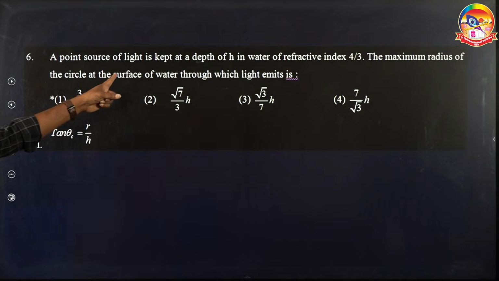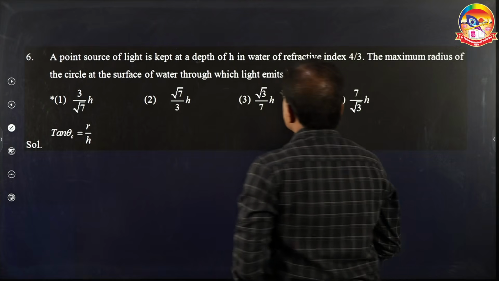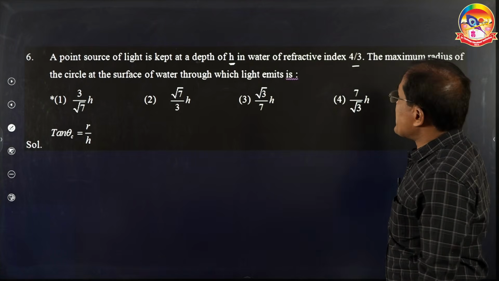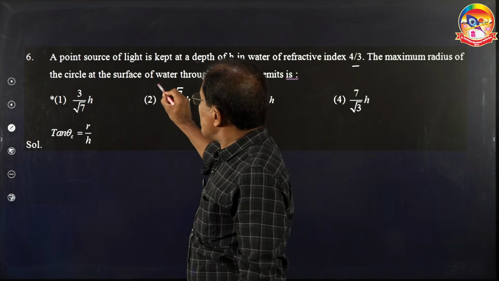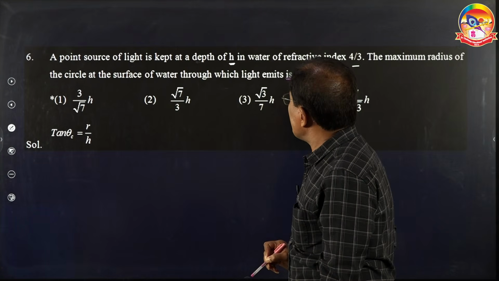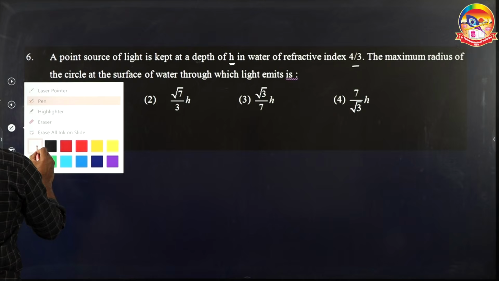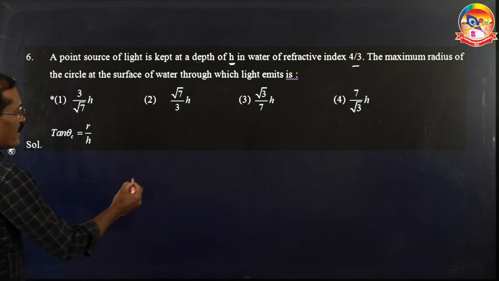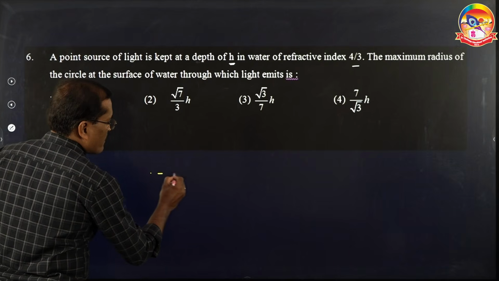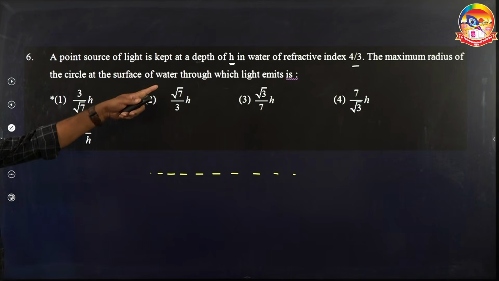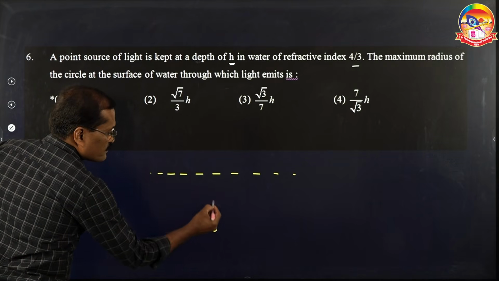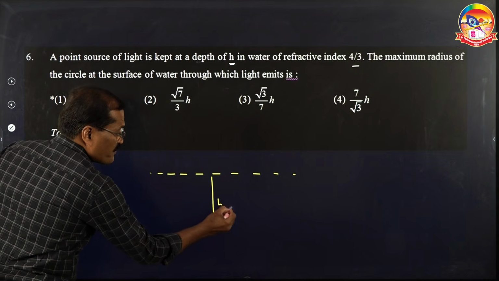See, a point source of light is kept at a depth h in water, whose refractive index is equal to 4/3. What is the maximum radius of the circle at the surface of the water through which light emerges? See children, this is one of the important applications of the critical angle and refraction. Water refractive index is 4/3, and you can see the point object is kept at a depth of h.